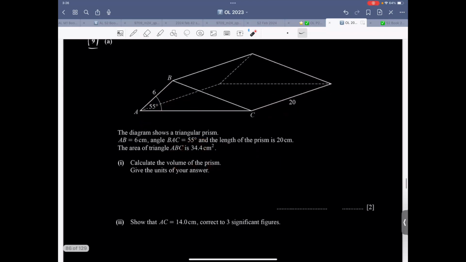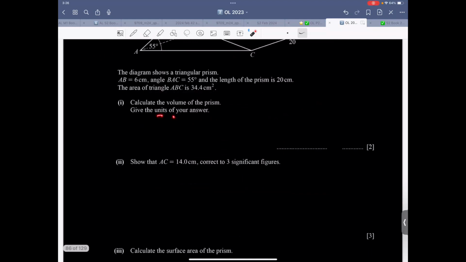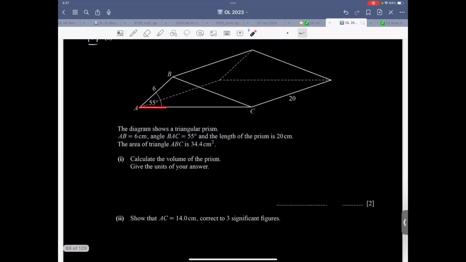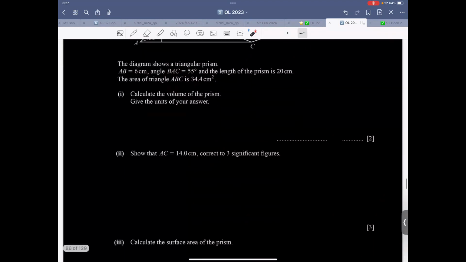Let me read the whole question first. Give the units of your answer. So this answer is for units. Naturally, that will be in centimeters cubed. Show that AC is this. So AC is this. We have 2 lengths and an angle and the area, so we'll be able to find the length of AC.